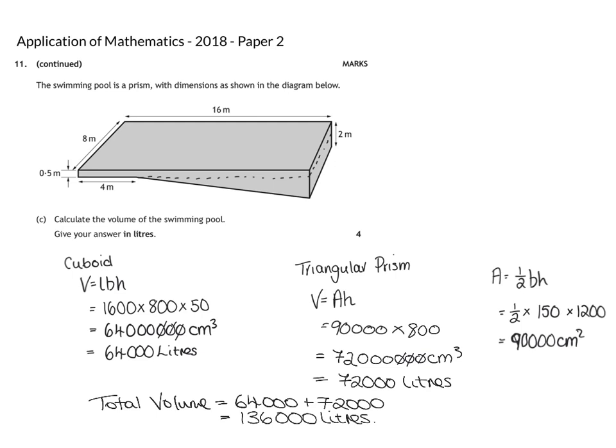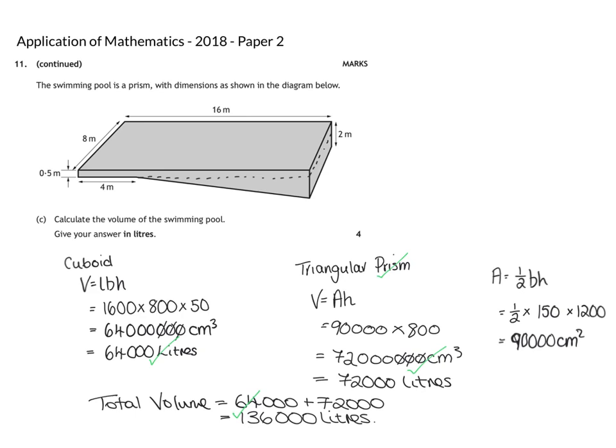Right, so marks for this. You can get 1 mark for showing that you know that it's got to be the 2 volumes, so the cuboid and the triangular prism. Your second mark is for calculating the volume of the first part. Your third is for working out the volume of the second one and adding them together. And then the last mark is for converting to litres. I converted to litres to start with, so showing that you know that centimetre cubed is the same as millilitres is a way of doing it.